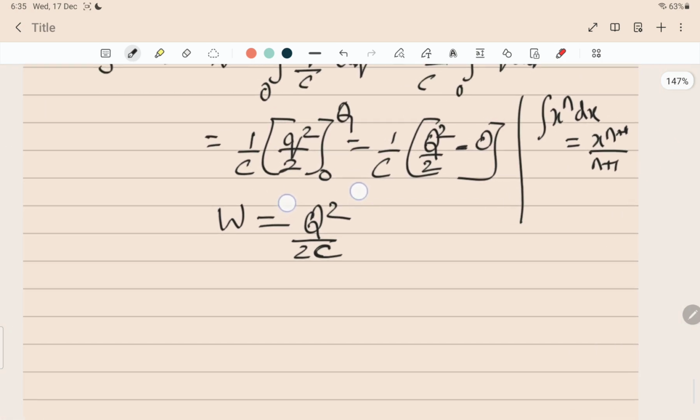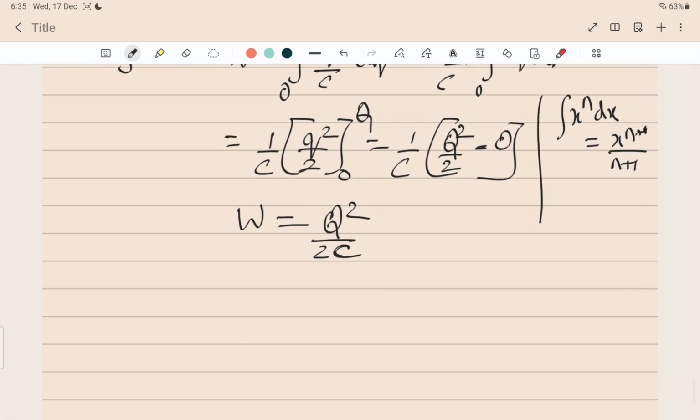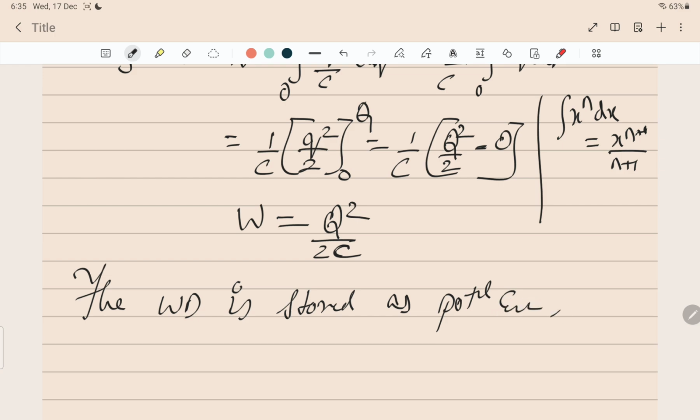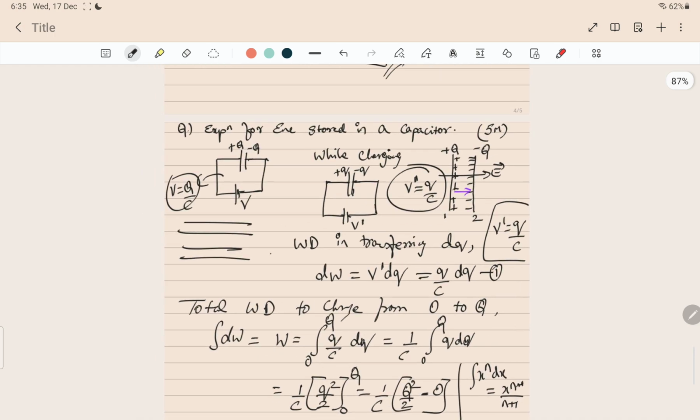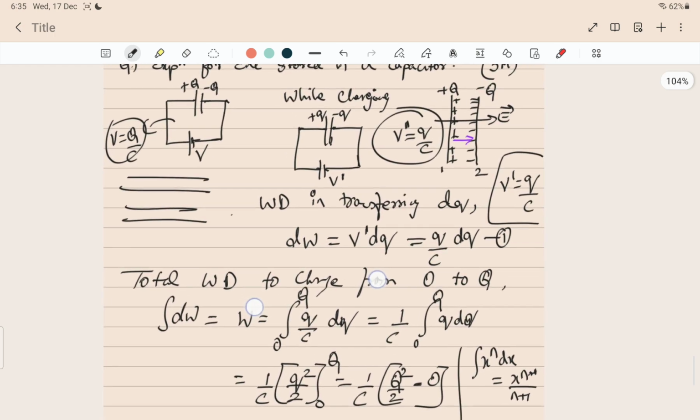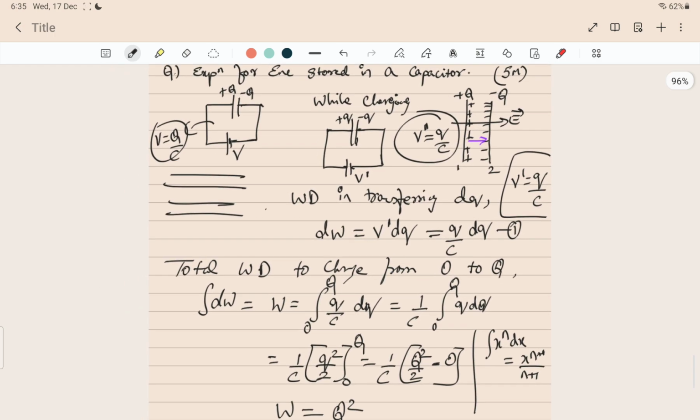So once you get this, the next step is the work done is stored as potential energy. Work done is stored as potential energy, or you can also write work energy theorem. So you can write U is equal to Q square by 2C. So this is the formula which we wanted. Just go through once again. It's a simple question.